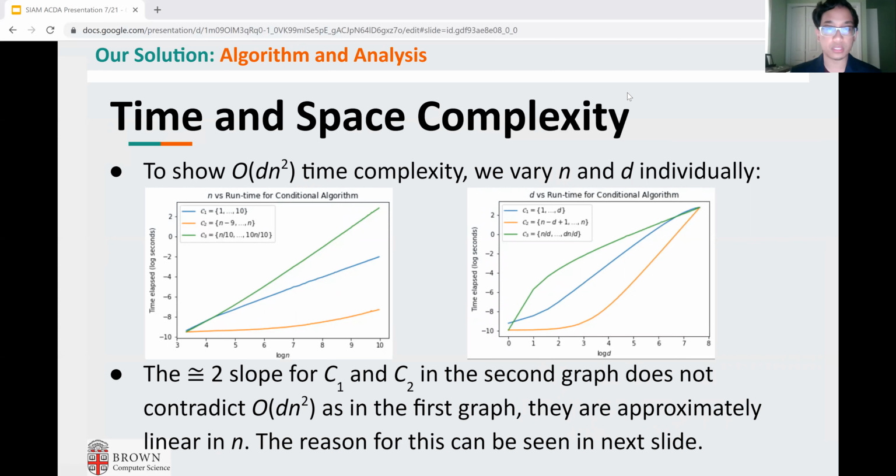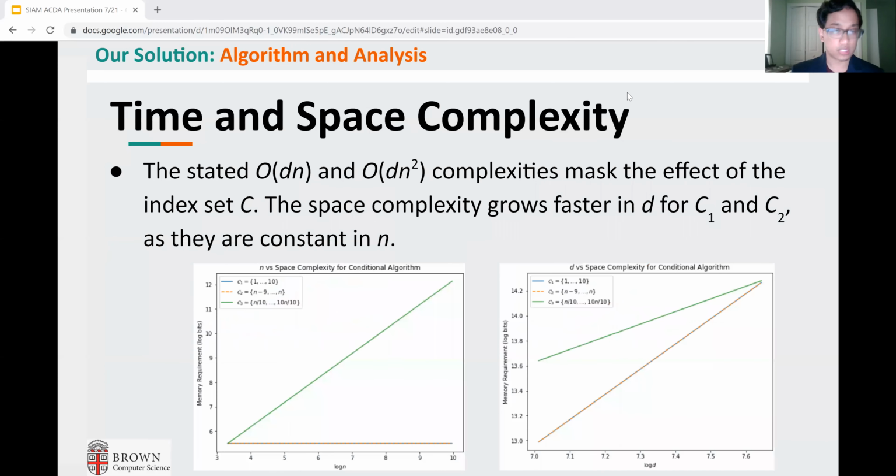Okay, as these are log-log plots, in the second figure, the slope of roughly 2 for index sets 1 and 2 seemingly contradicts the runtime of O(dn²). However, this is because their time dependency in n is linear. And since n is at least d, we have that O(d²n) is still technically O(dn²). And the same applies for the space complexity.